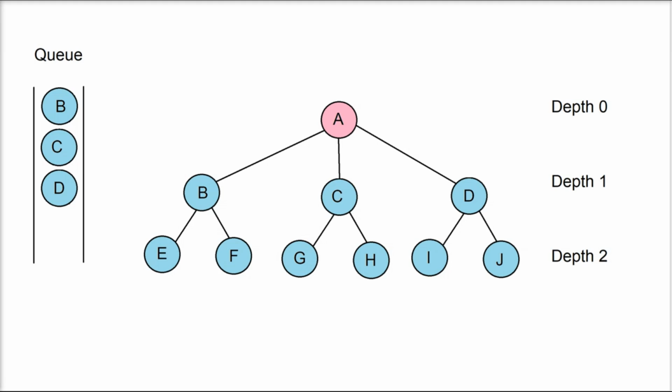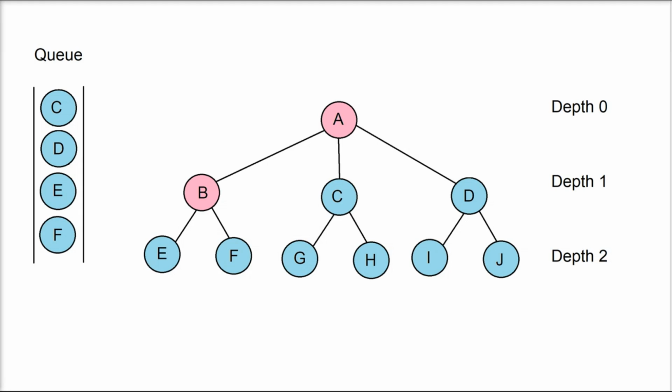Great! We've got all the root node's children in the queue, so we can descend to the next level by removing the first node B from the queue and visiting that node. Now, just like with a root node, we need to add all of B's children to the end of the queue so we know to visit them after visiting each of the nodes at depth 1. Again, in order we add E and F to the queue.